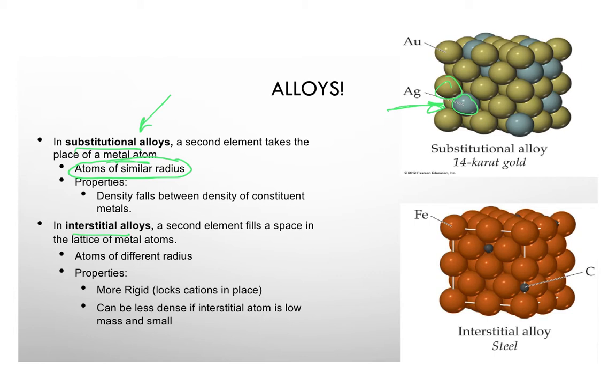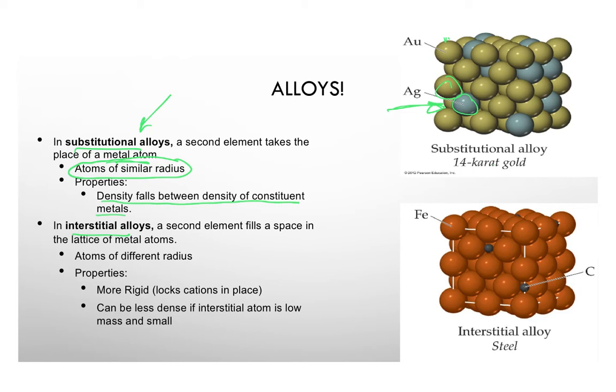Okay. Properties of a substitutional alloy. The density of a substitutional alloy typically falls between the densities of the constituent metals. So again, because it's just sort of replacing it, you can average out the densities and you'll figure out what the density of the overall alloy is. Substitutional alloys also typically allow you to maintain ductility and malleability because all of these little metal cations can just slip around or move around when they're exposed to a lot of force.